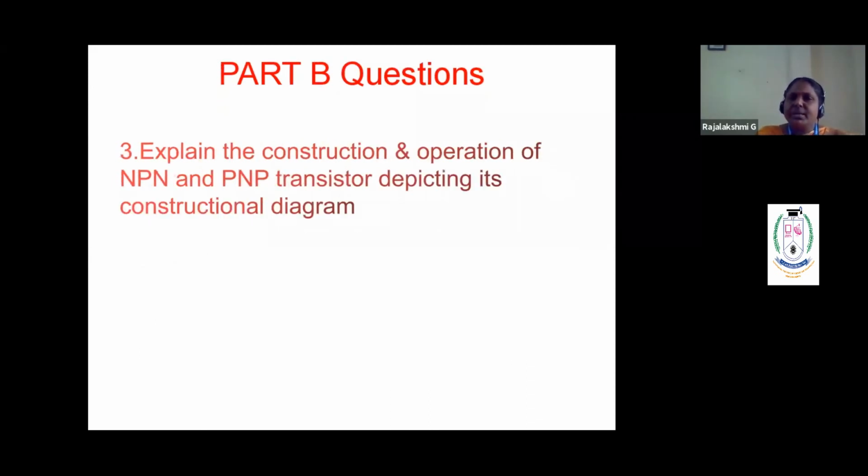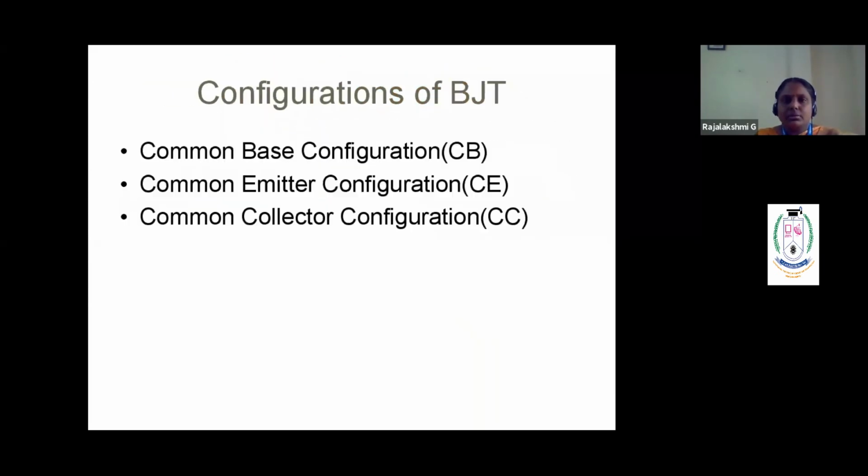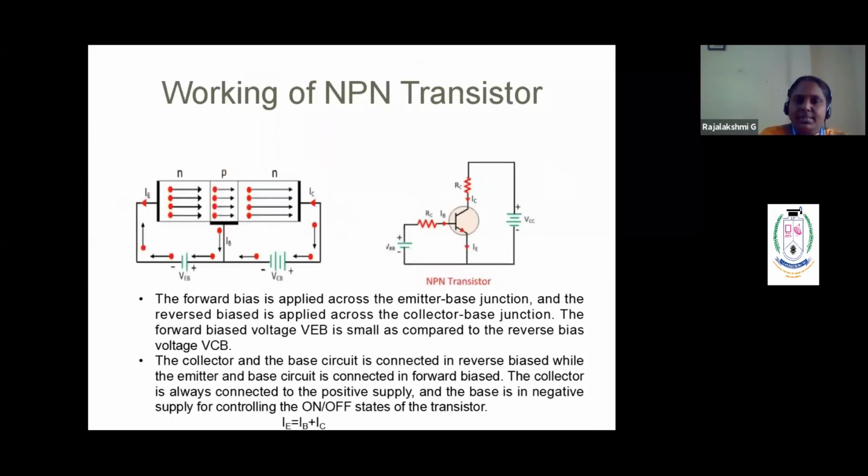Next will be: explain the construction and operation of the NPN and PNP transistor depicting its constructional diagram. Again, construction means what? If you take NPN, you have to say this is manufactured with N material, P material, N material, forming as if two diodes are connected back to back. Draw the diagram. Wait, I'll show the diagram. Initially I drew a diagram, that one. This diagram you can draw. In the same way you can draw.